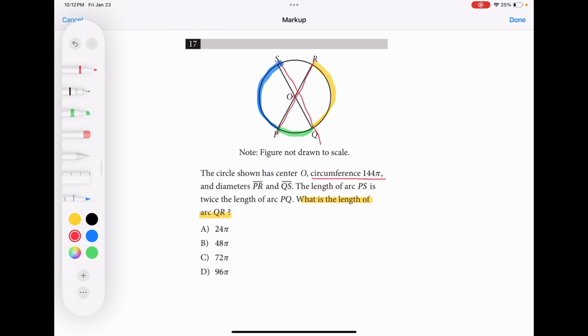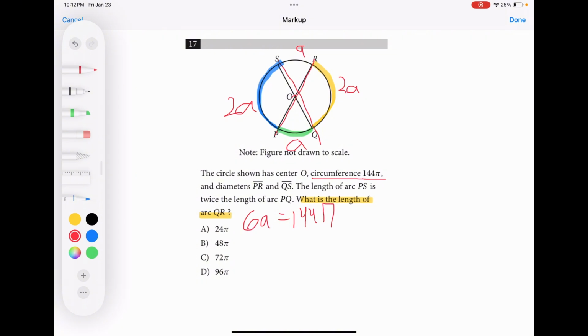So essentially, if this is, let's say, A, arc length A, this would be 2A. And by inspection, SR would also be A, and RQ would also be 2A as well. So essentially, A plus 2A plus 2A equals the circumference 144 pi. So 2A plus 2A, that's 4A, plus A, so that's 6A. So 6A equals 144 pi.